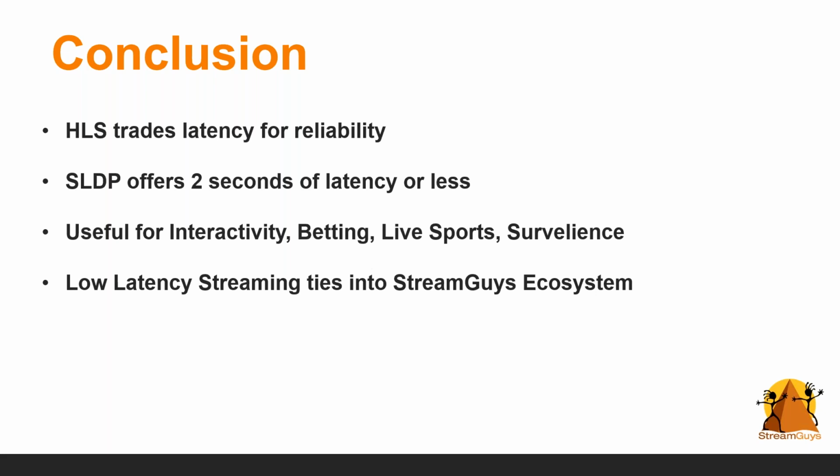So what's the takeaway from today's webinar? Well, HLS is reliable, but comes with additional latency. When you need low latency video streaming, StreamGuys recommends the SLDP protocol because SLDP achieves latency of 2 seconds or less. This is useful for video conferencing, live sports broadcasting, auctions, security, and many more applications.